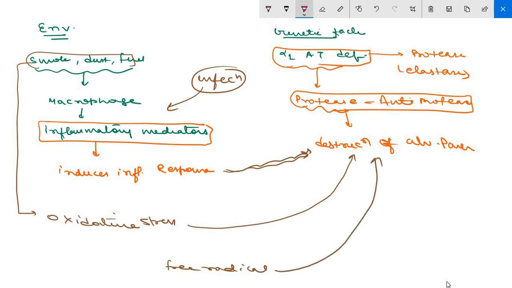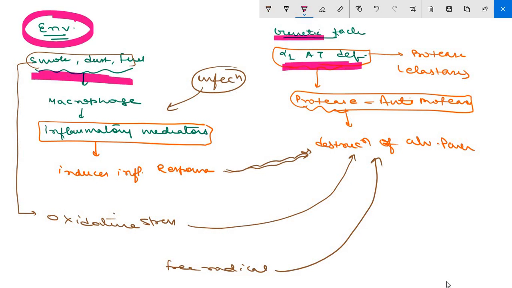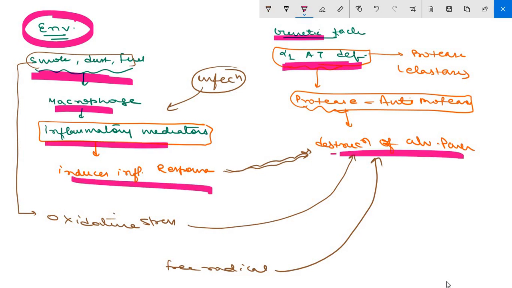So the basic point is that you have to go for the 2 factors, environmental and genetic. In genetic, alpha 1 antitrypsin deficiency; and macrophage activation, inflammatory mediator release, induction of an inflammatory response, and there will be destruction of alveolar parenchyma. So this is the basic pathology of this.